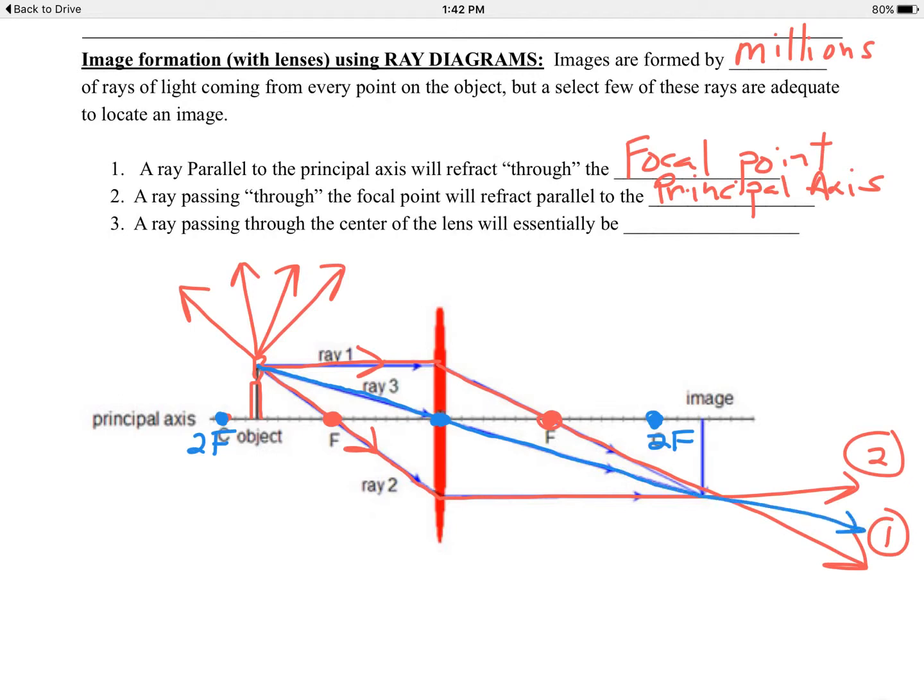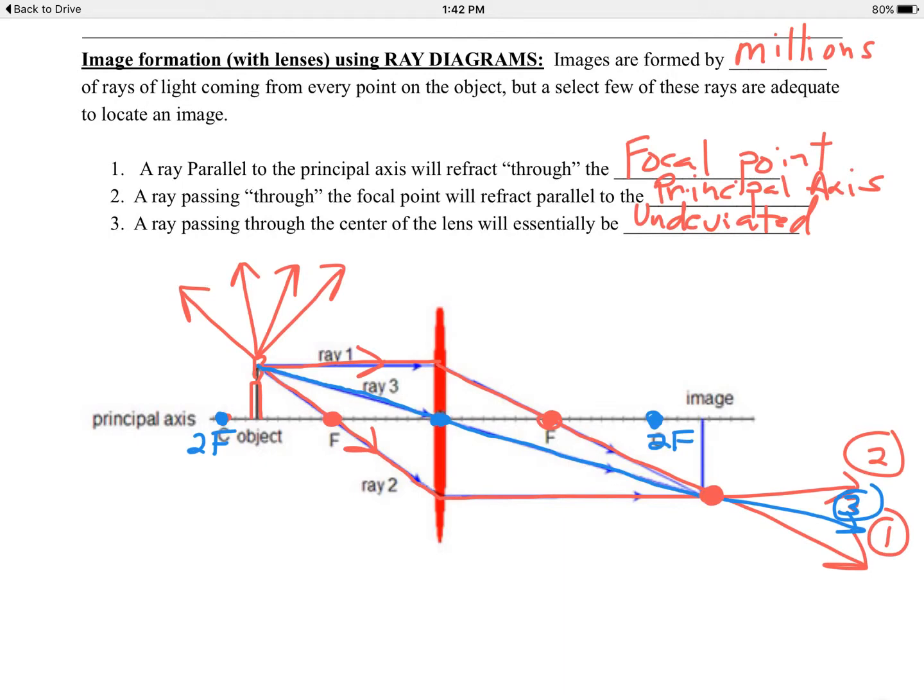bent. Now, it turns out that the one that goes through the center of the lens is essentially unbent, undeviated, unrefracted. It's not really a word, but it goes through the lens. There is a slight bending, but the net result is there's very little significant bending. I'm going to call that number 3. I'll use blue. That's ray number 3, technique number 3. So there's three basic rays that we can use to find an image. And if we're lucky, they all intersect at one spot.